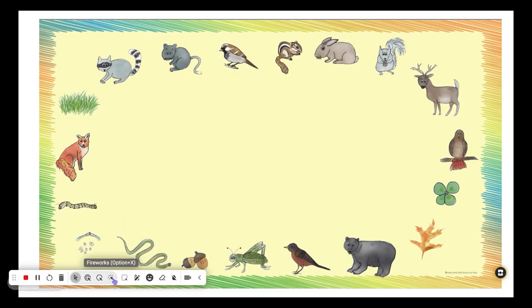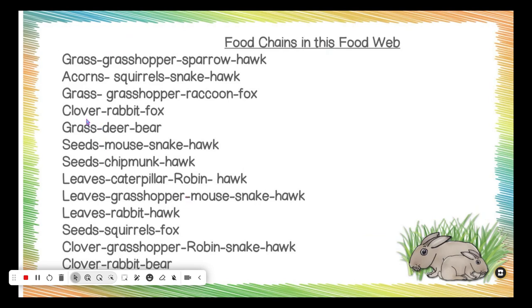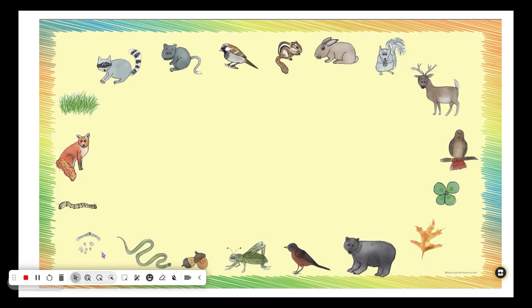So, for example, I'm just going to show you real quick. I'm going to say we're going to go from clover to rabbit to fox. Okay, clover to rabbit to fox. So I'm going to use blue. Okay, clover to the rabbit. Where's the rabbit? Oh my gosh, that's an ugly rabbit. Clover to rabbit to the fox, right?